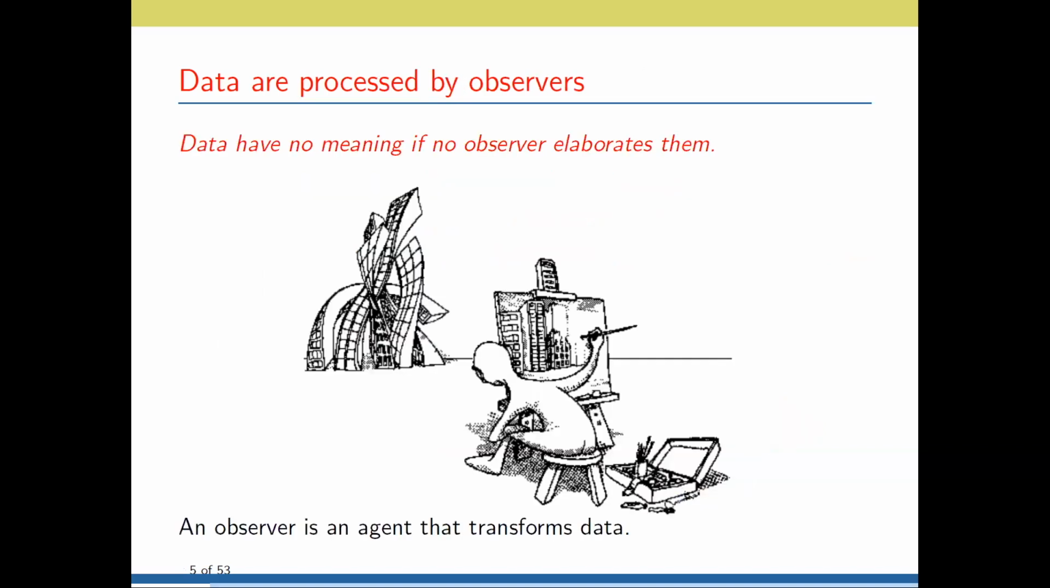Now, data are processed by observers. If we have no observer, there is no, I could say, no meaning for data. We need observers elaborating data. And an observer is an agent that transforms data, usually according to some rules. For example, in this talk, I will speak about, let me say, equivariant operators and non-expansive operators. So there are some properties of observers that are mostly important, at least in this talk.